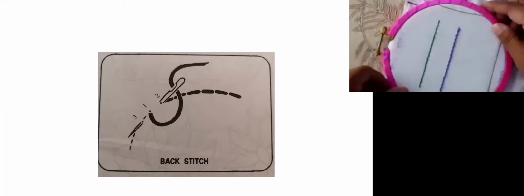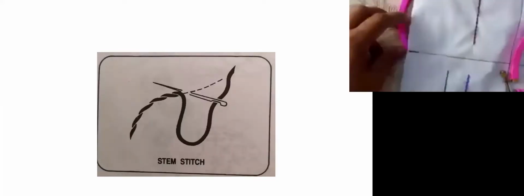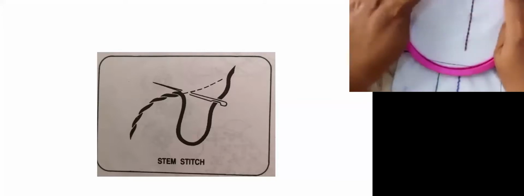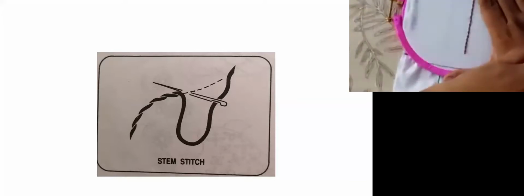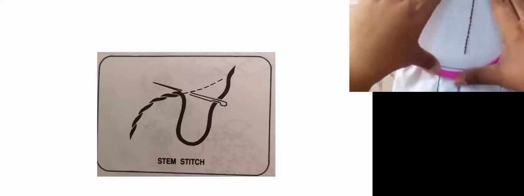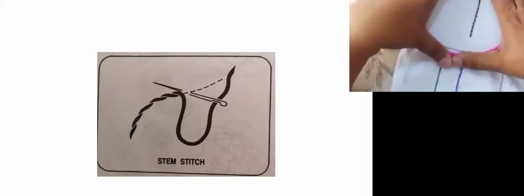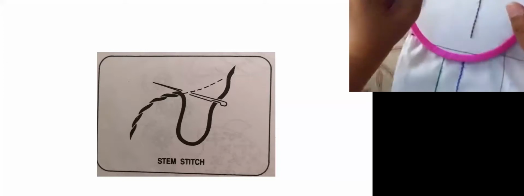Okay, we go to the next stitch. The next stitch is called the stem stitch. The stem stitch is basically somewhat like a mix of running stitch and back stitch, but we take it a little at an angle.